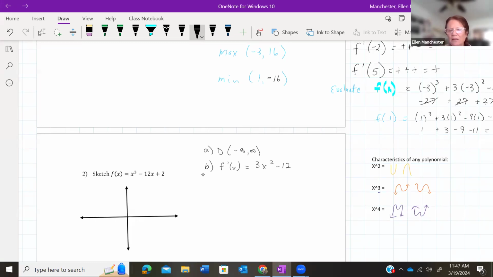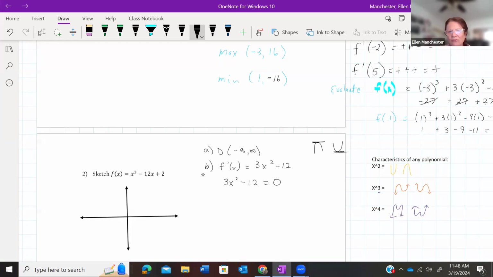Okay, then why am I finding the derivative? Because I am looking for where the derivative is 0, right? Where does that derivative change? That's what I'm looking for. Where does the slope become 0? That's why you set it to 0, because that's where your maximum and your minimum is going to happen. And then you're going to solve.